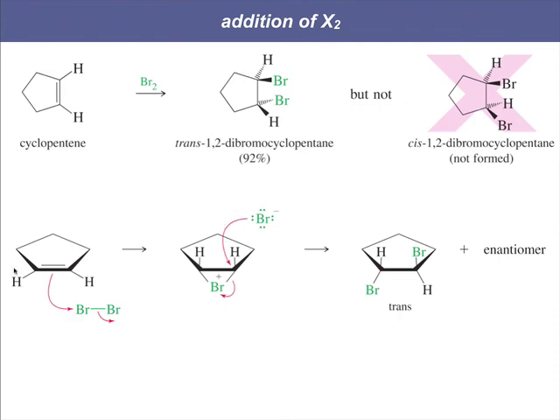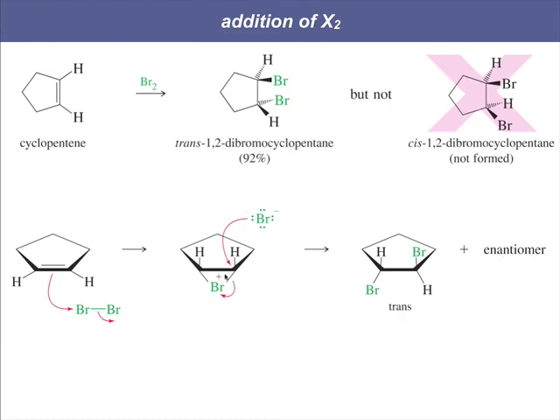Again, just to illustrate that, here's our planar ring. We're going to add to one face of that double bond. In this case, it's the bottom face. We're making our bromonium on the bottom face of that double bond. Our bromide has to attack from the back side, in this case, the top face. Open up that ring. So the original bromine is on the bottom face. The added bromine is on the top face. We can get the enantiomer.